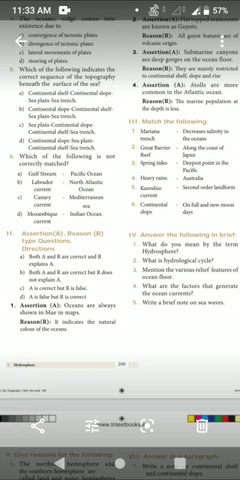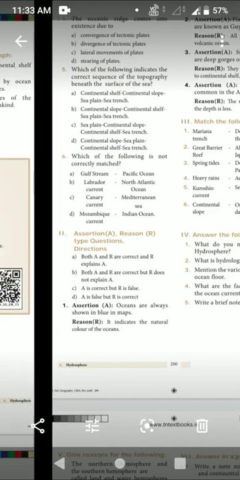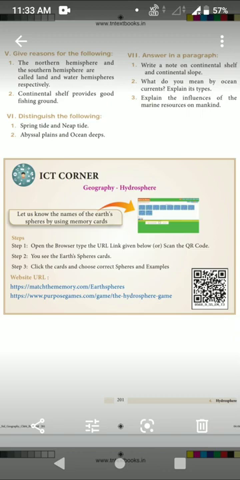Next one, give reason for the following. The northern hemisphere and the southern hemisphere are called land and water hemisphere respectively. Give reason why it is considered. Because the northern hemisphere holds 61% of land and the southern hemisphere holds 81% of water. It is because of this pattern of land and water distribution that the northern hemisphere is called the land hemisphere and the southern hemisphere is called the water hemisphere.